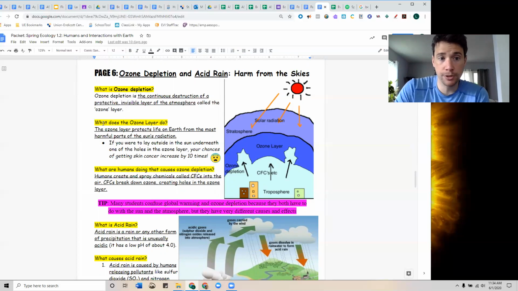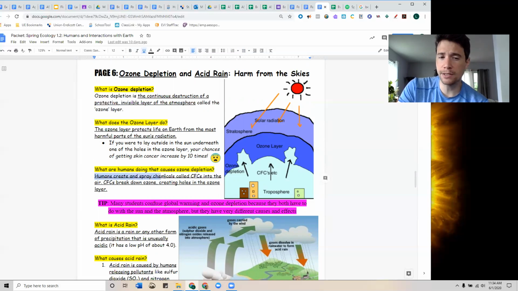So what does it do? What does the ozone layer do? It protects life on Earth from the most harmful parts of the sun's radiation, just like I said. So if you were to lay outside in the sun, underneath one of the ozone layer holes, your chances of getting skin cancer increases by 10 times. So it's really important to make sure that you are not staying out in the sun too long, that you use a suntan lotion, especially if you're underneath one of these ozone holes and you don't really know if you are. And that's pretty scary. So what are humans doing that causes this ozone depletion?